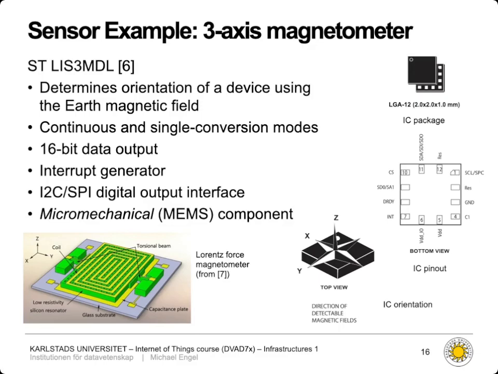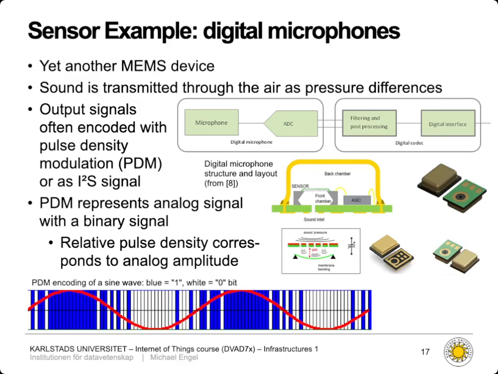So these MEMS sensors are very common nowadays. They can be built very small due to using features of semiconductor manufacturing instead of classical mechanical devices. And they can also be built relatively inexpensively. Digital microphones are yet another MEMS device. So you probably know that sound is transmitted through the air as a sequence of pressure differences. And you need to convert these pressure differences to a digital signal indicating the frequency of the sound, and maybe also the amplitude.